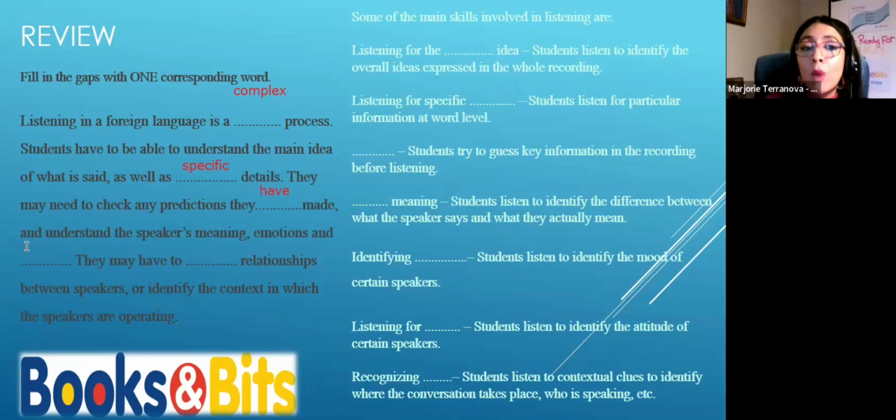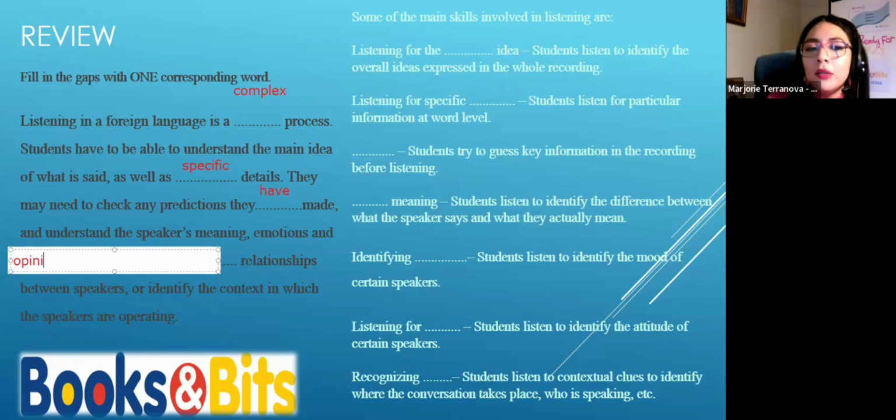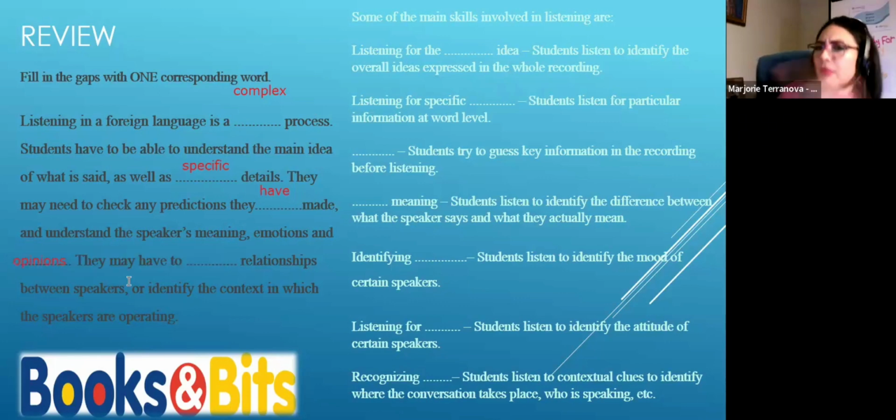They also need to understand the speaker's meaning, emotions, and opinions. Oh, what did he mean by that? What does she mean by this? They may have to infer relationships between speakers. I don't know the relationship, but he said, "Hey, honey," to her, but they don't say anything about being father and daughter, brother and sister, husband and wife. How can I get the meaning?